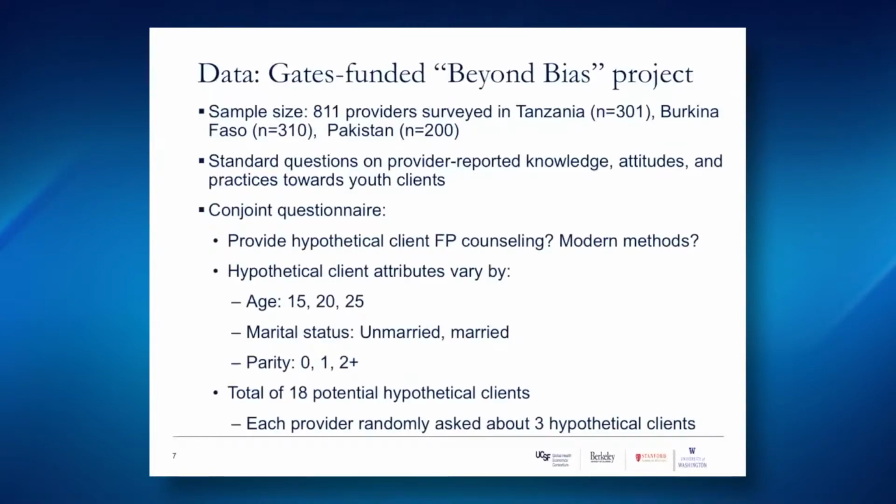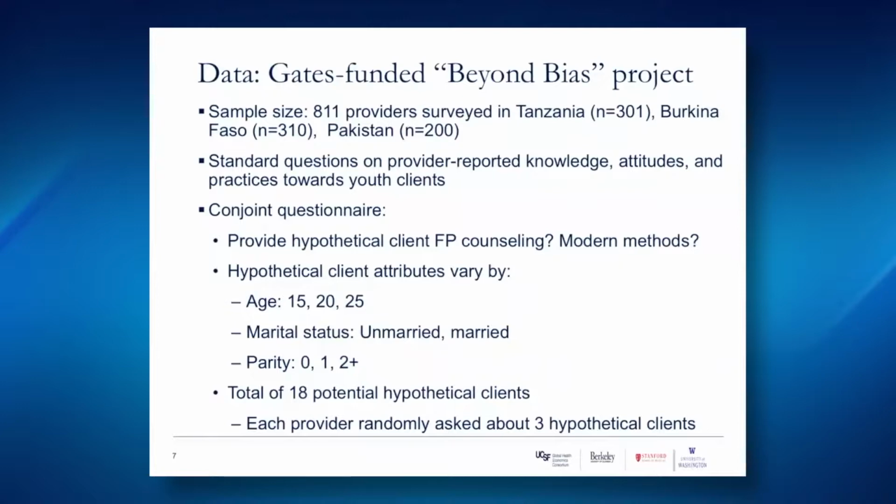And then we had this conjoint questionnaire. And we asked them lots of questions. For example, would you even counsel this hypothetical client, or would you refuse to counsel them? Would you provide them with modern methods? And so we varied the clients between ages 15, 20, 25, unmarried, married, parity 0, 1, or 2 plus. So we have a total of 18 different potential hypothetical clients.